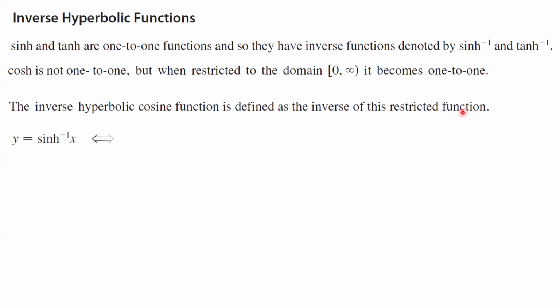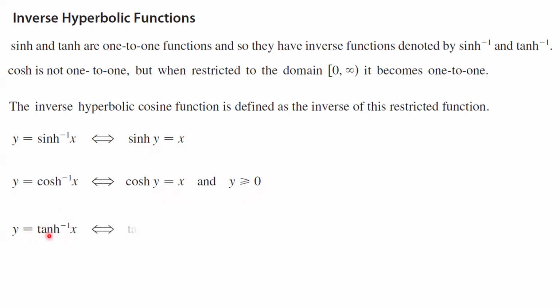So y is equal to inverse hyperbolic sine of x means that hyperbolic sine of y is equal to x. The same if you define y equals inverse hyperbolic cosine. What's the meaning of that? It means that hyperbolic cosine of y is equal to x. And please note that we take the positive part. If y is equal to inverse hyperbolic tangent, it means that hyperbolic tangent of y is equal to x.